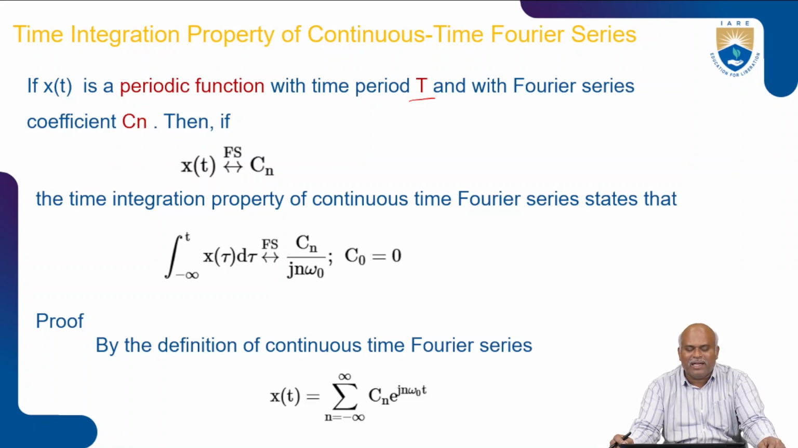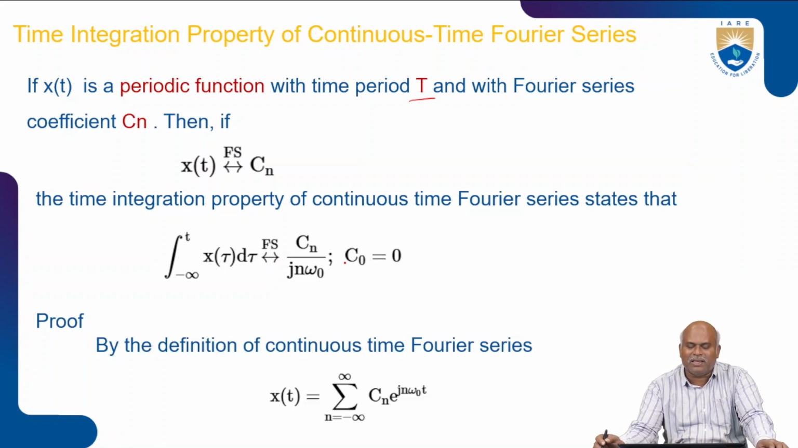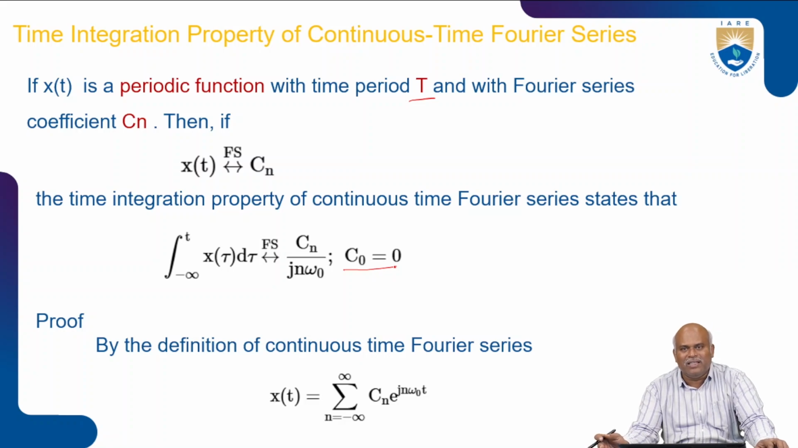Now we take the time integral property of the continuous time Fourier series, which states the integration from minus infinity to t of x of tau d tau. Instead of t, I should take tau, because we will need some differentiation in t as well as tau. We take the Fourier series, then its output is represented as C of n divided by j n omega 0. But C of 0 is equal to 0 for the initial condition. If we take the integration, C of 0 will be 0. But in the case of differentiation, it is not like that; C of 0 also consists of some value.